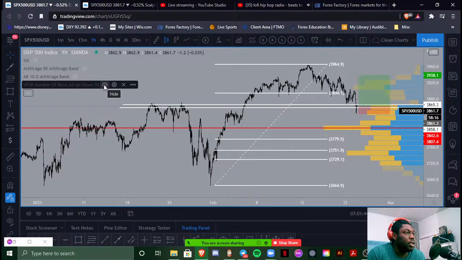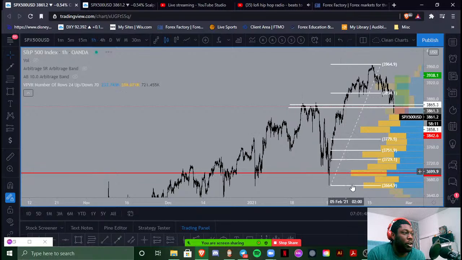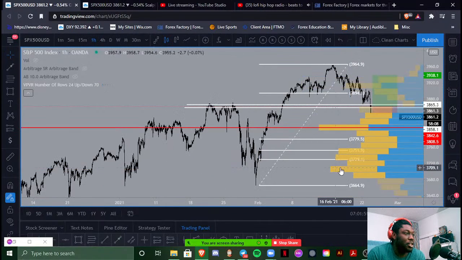Let me see where the point of control is at. Point of control is down here, but I'm pretty sure if I zoom out a little more, it'll go lower. Yeah, but I'm not looking for this point of control.